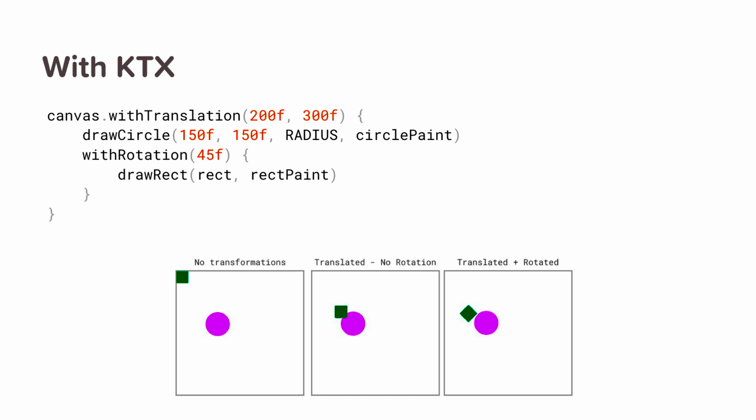But if we use the KTX extension functions, you can see now I say first canvas translate. Everything inside that block is now going to be on the translated canvas. I draw the circle. I then rotate that translated canvas. And inside that, I draw a rect. And now we can easily see, okay, this draw circle command is only drawn on the translated canvas, but the draw rect command is drawn on the translated and rotated canvas. And this makes your code a lot cleaner to read and a lot easier to see where exactly your canvas is translated and what exactly is drawn at that point.